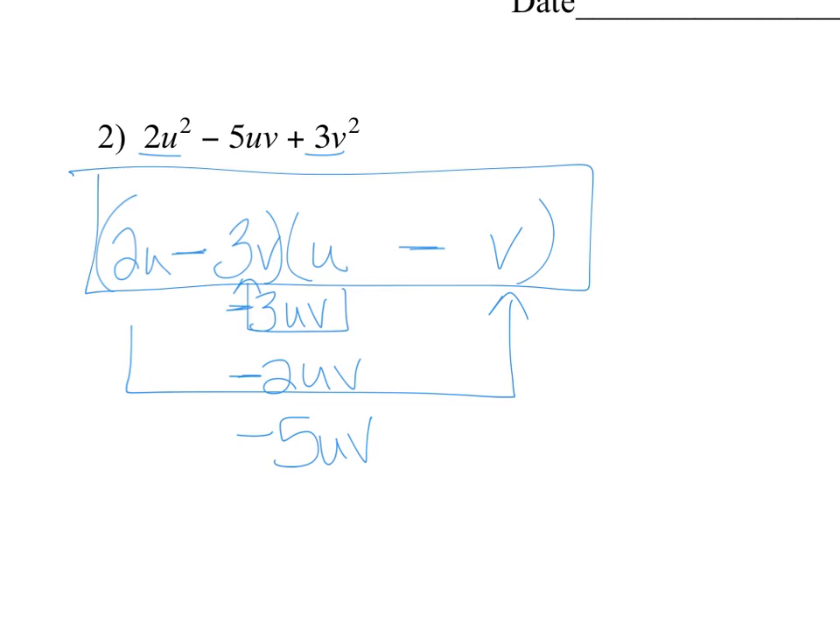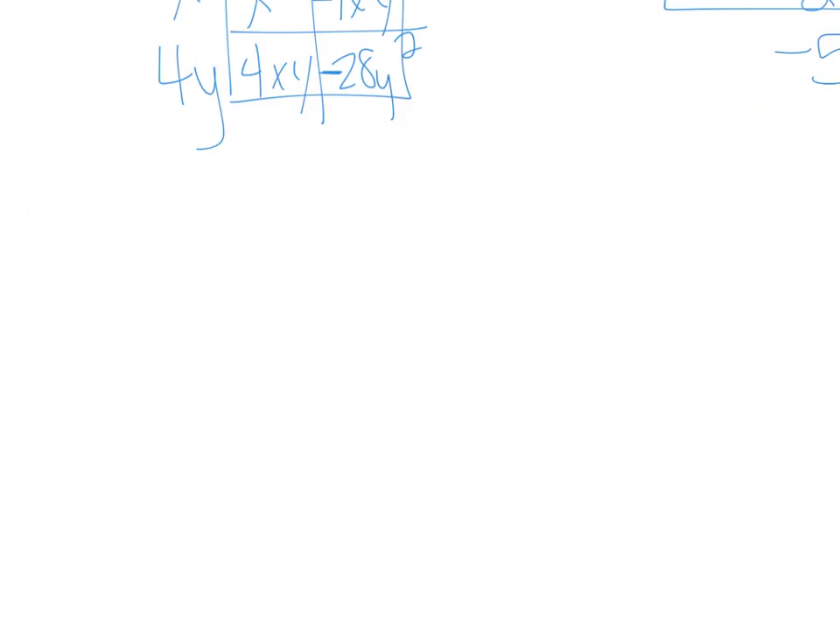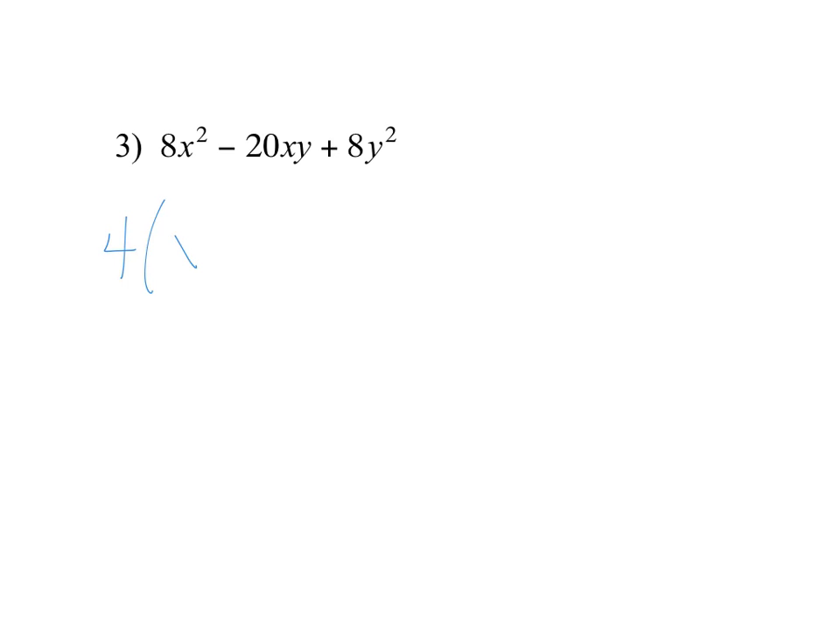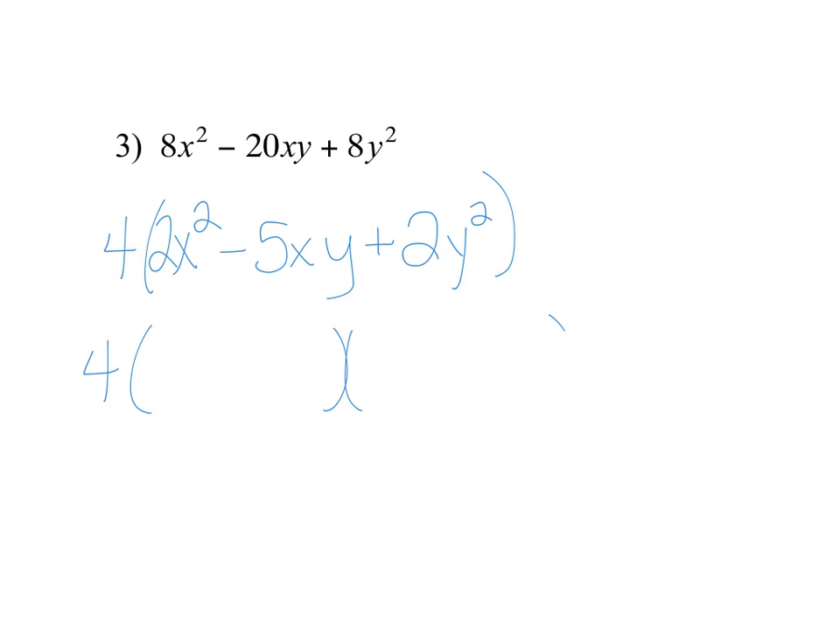And then finally, the last one. Okay, always check for a GCF first. I see a 4 GCF. So I'm left with 2x squared minus 5xy plus 2y squared. And then I just have to factor. Remember, keep that 4 there.